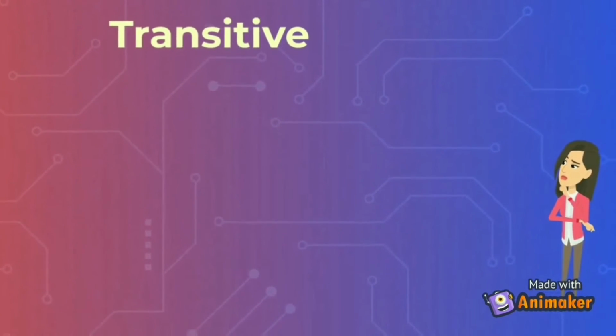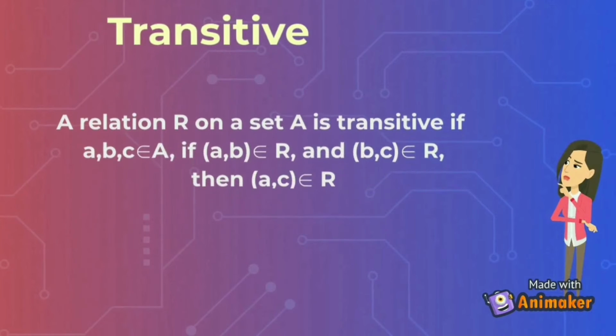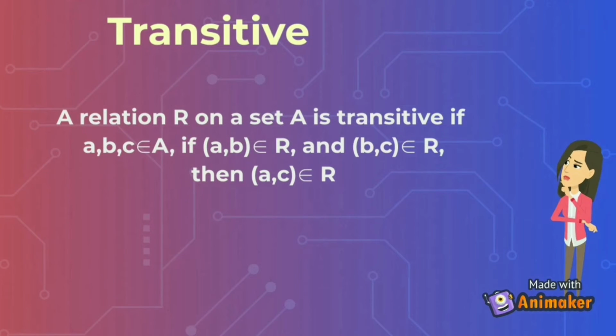Last, let's look at transitive. A relation is called transitive if the pair (A,B) is inside the relation and the pair (B,C) is also inside of the relation, then the pair that connects from A to C must also be there for it to be considered transitive. You have to check every single pair because all of the pairs have to follow the condition of transitive.